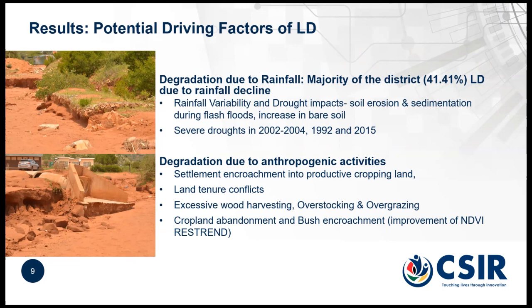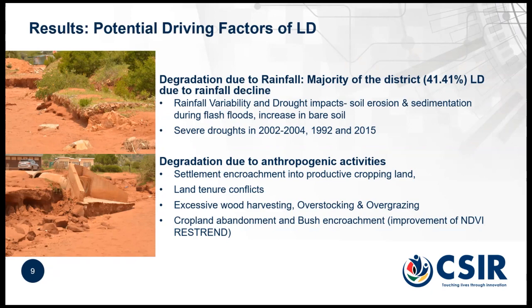And then the human-induced land degradation factors include settlement encroachment into productive cropping land, land tenure conflicts, excessive wood harvesting, overstocking, and overgrazing. All of these are due to lack of rangeland management in the area. And also there was cropland abandonment and bush encroachment. So the factors I've mentioned, lack of rangeland management, including cropland abandonment, have encouraged bush encroachment in the area, which is another issue that still requires more investigation. And this was the reason for the green, or improved, vegetation that was noticed on the maps that I showed previously.